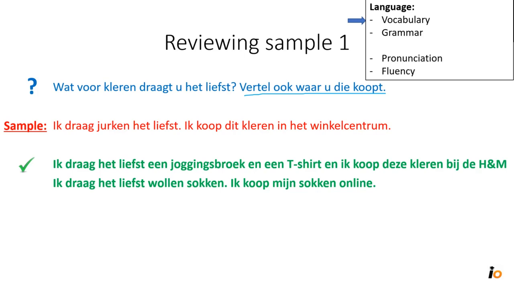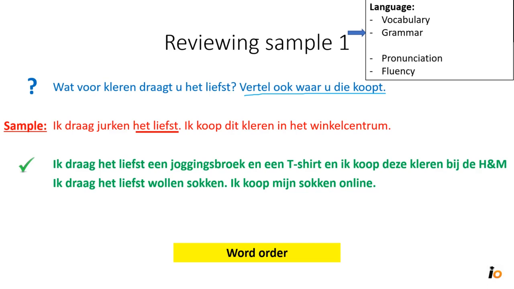But there were some issues in the grammar. Some small issues, but there were some issues. So let's have a look at that. So the first issue is in the word order. And that is in the first sentence where this person says, ik draag jurken het liefst. And it should be, ik draag het liefst jurken.